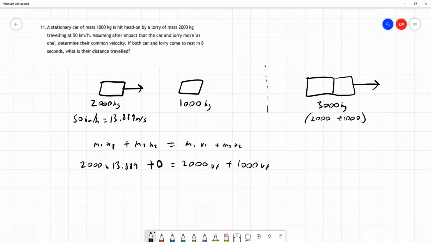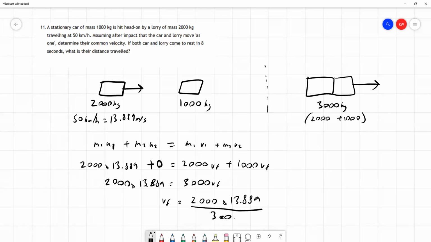So let's do a bit of tidying up here. We're going to say 2,000 times 13.889 is equal to 3,000 VF. So VF is equal to 2,000 times 13.889 divided by 3,000. There would have been nothing wrong with multiplying through 2,000 by 13.889 first, but I just thought I would get into a position where we could get it all into the calculator in one go.